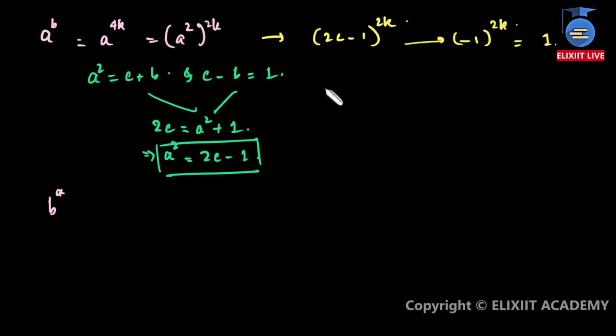Okay, you're expanding this. If you expand (2c minus 1) whole to the power 2k, you will get multiples of c. All the c terms will get generated, and you are dividing by c, isn't it? So multiples of c terms will get generated, and the last remaining constant term will be (-1) whole to the power 2k, isn't it? Clear? Now it's clear. The constant term remaining is (-1) to the power 2k.